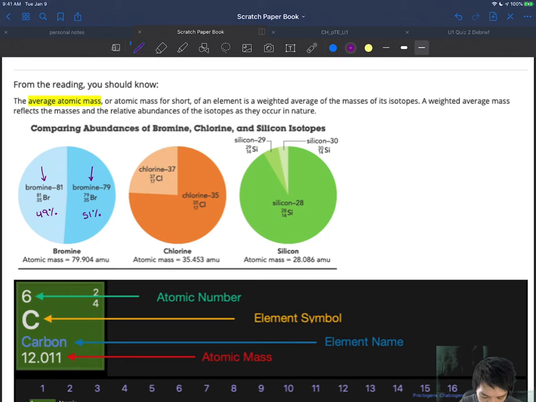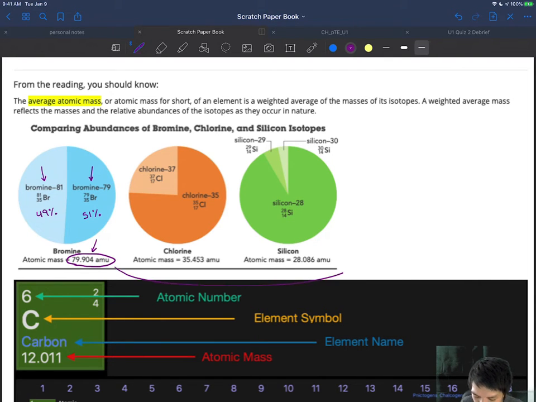And if you take a look at the atomic mass here, again, atomic mass accounts for a weighted average, meaning it's accounting for how many of each isotope there is. 49% of bromine 81 and 51% of bromine 79. If you take a look at the atomic mass, it says 79.9. That's an interesting number.